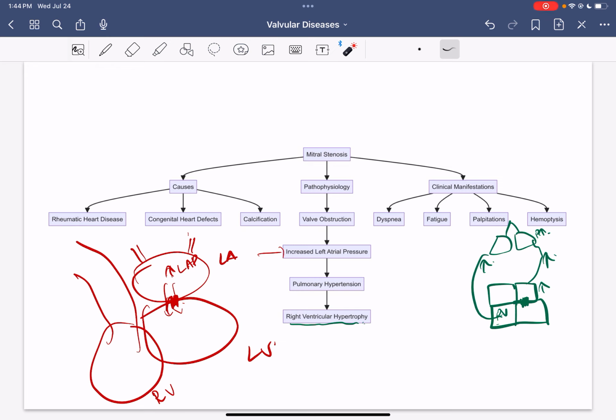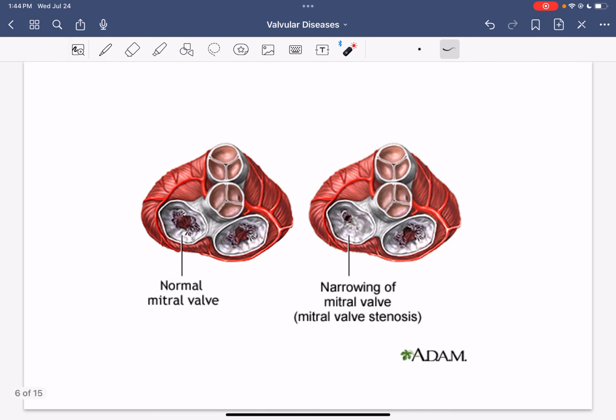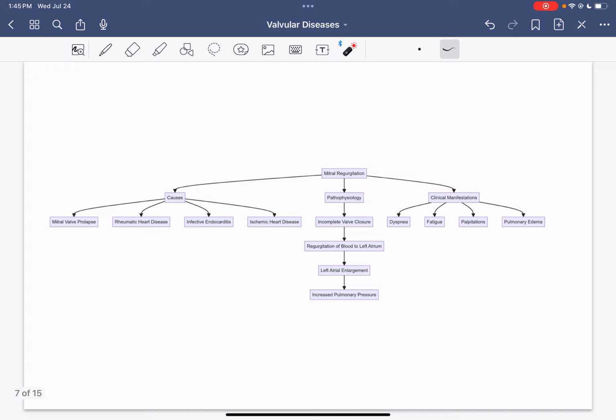Now what about the clinical manifestation that the patient will have? The patient will be experiencing symptoms like dyspnea, difficulty in breathing, fatigue, tiredness, palpitations, you can hear your heart sound out, fast pacing heart sound, and hemoptysis, that is coughing out of blood because of your pulmonary hypertension. Okay, now this is just a pictorial diagram of what a mitral valve stenosis is. See, this is the top view. You have a normal mitral valve. Let's see how occluded the mitral valve is. It's stenotic. As a result, pressure builds up, and you know the pathophysiology now, right?